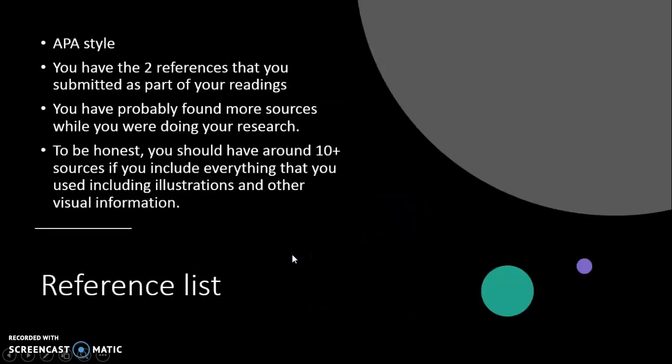So your reference list, that's going to be a little bit difficult because I want you to do it in APA style. We've discussed this in class a bit, and I gave you that Purdue site to check out. There's also stuff on the TAFE library website about APA style. You've already got your 2 references that you used as part of your reading. That's your academic journal and the one with the graph. You've probably used more, especially if you've been doing your research. And actually, you'll probably find you're using around 10 sources. If you're not using 10, you need to ask yourself questions about whether you've done enough research, especially if you include any illustrations or other visual information. So have a look at that and basically write a reference list of everything that has helped you write your work.